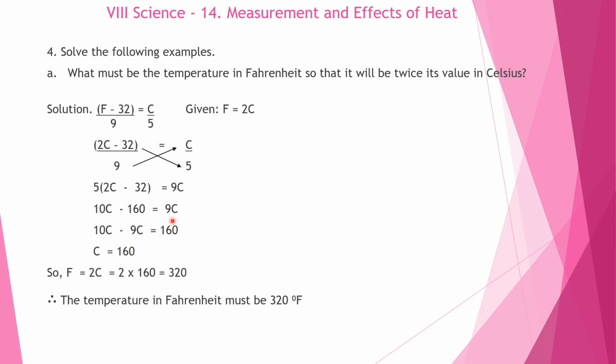So 9C was positive. It went to this side. It became negative. 10C minus 9C. 160 was negative and it went to other side and it became positive. So 10C minus 9C is equal to 160. 10 minus 9 is 1. So C is equal to 160. So when C is 160, F is double of that, Fahrenheit. So 2 into 160, 320. Therefore, the temperature in Fahrenheit must be 320 degree Fahrenheit.